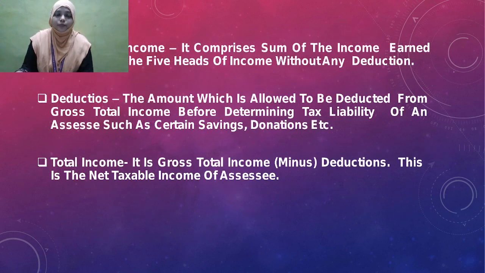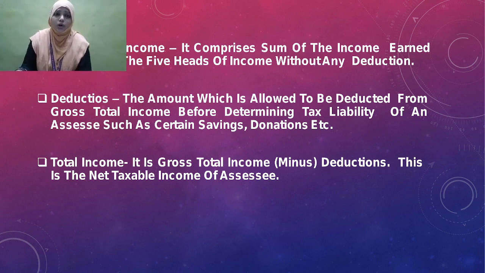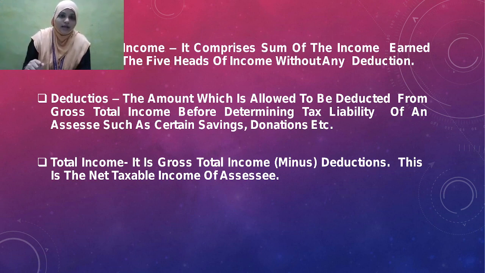Next is gross total income, which comprises the sum of income earned under the five heads: income from salary, income from business, income from house property, income from capital gains, and income from other sources, without any deductions. So what are deductions? Let us look at the deductions. The amount which is allowed to be deducted from our gross total income before determining the tax liability of an assessee, such as certain savings, donations, etc.